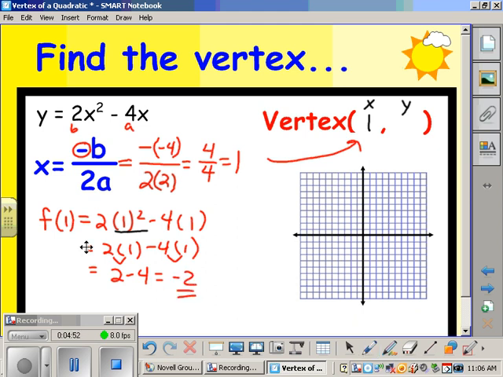So we're going to put that up with the vertex. Now we can graph the vertex. The point 1, -2 is located right here on our coordinate plane. And if we go back and look at the sign of our A value, this was A and this was B. Our A value is 2 and it's positive, which means our parabola will open upward.